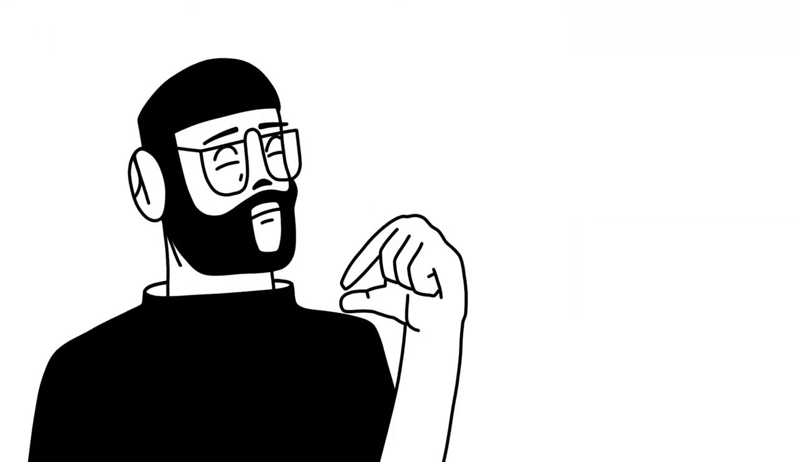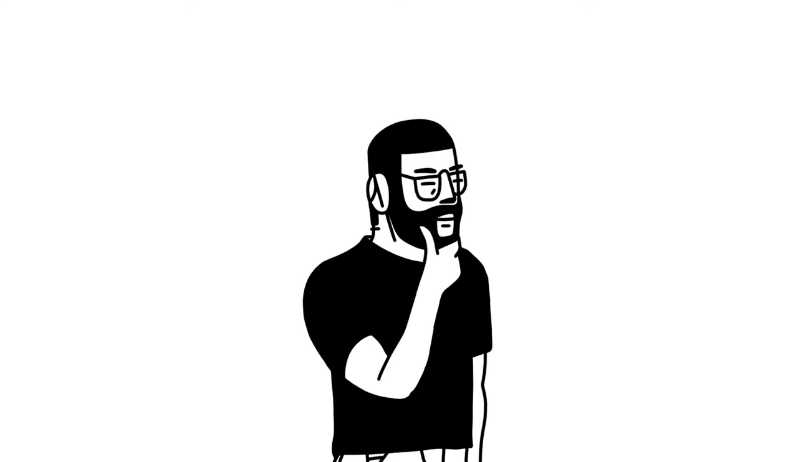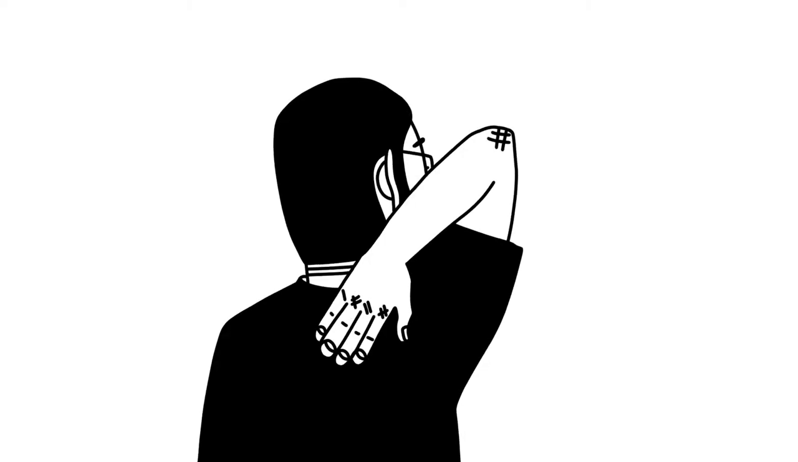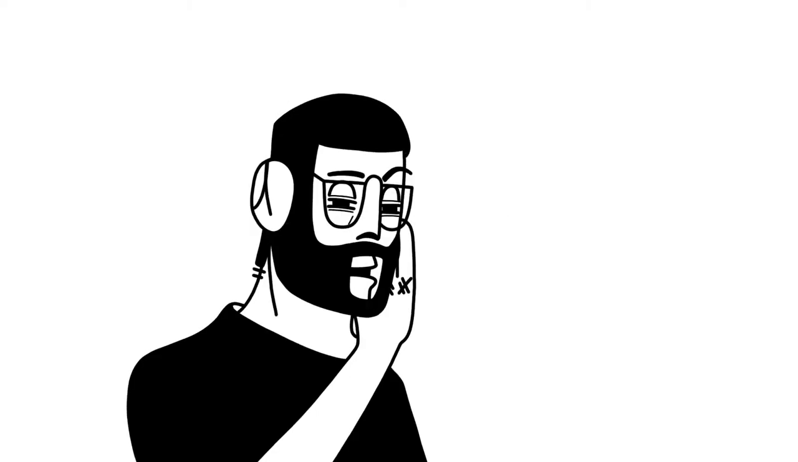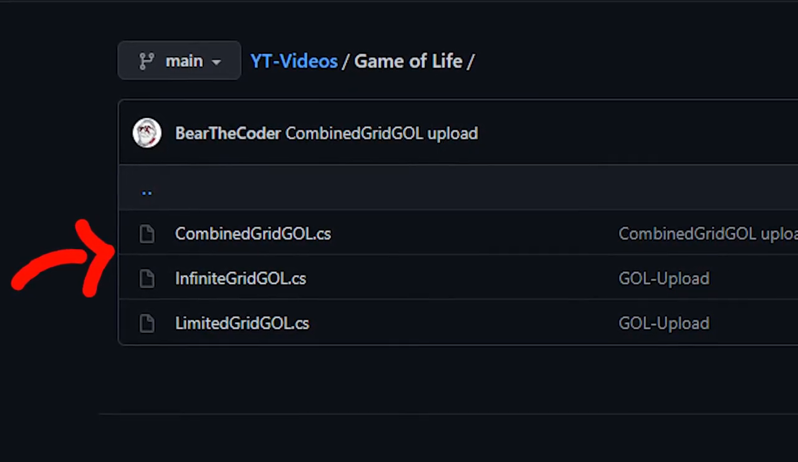Instead of limiting our grid size and calculating millions of times per frame, what if we saved the alive cells to a list and iterated over those? Really good idea, I thought. This was actually the first method I thought of, but I created the other 2 scripts because of the problem you will see here in a minute.